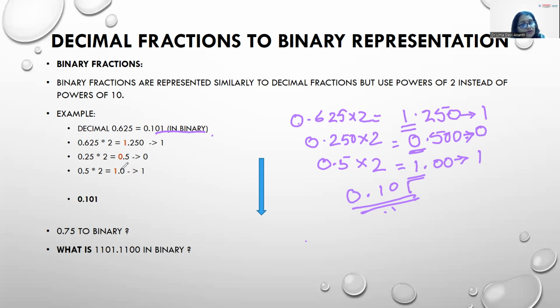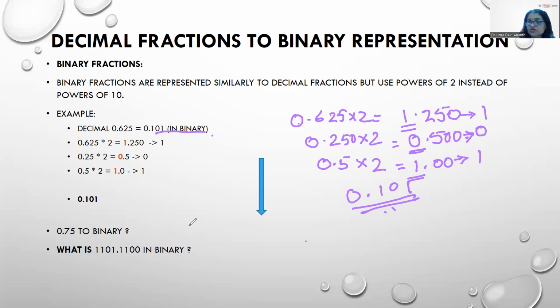So now, after the decimal point, we don't have any number. We have a 0, so we need not continue. But the integer part is what you have to write over here. And this is the binary representation. 0.101 becomes the binary representation for 0.625.